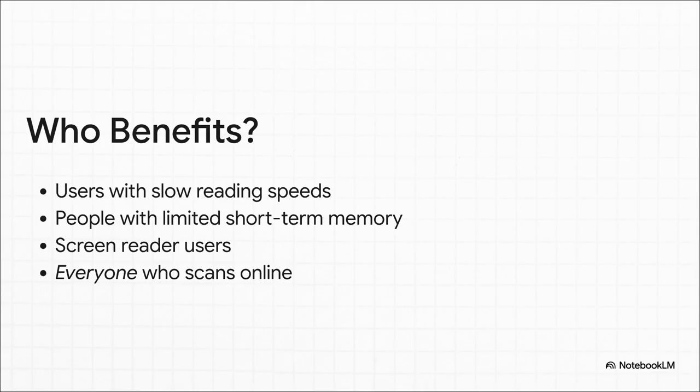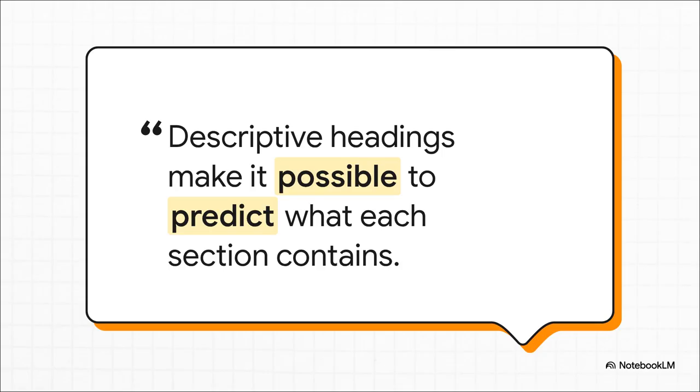It's also a game changer for people with cognitive disabilities or anyone who reads a bit slower. But honestly, the big one here, it's everyone. We all scan content online, and good headings let us do it fast. And you don't just have to take my word for it. The W3C, the folks who actually write these rules, they put it perfectly. And the key word in their statement is predict. When a user can predict what's in a section, they feel confident, they feel in control, and they can find what they need without burning through a ton of mental energy.